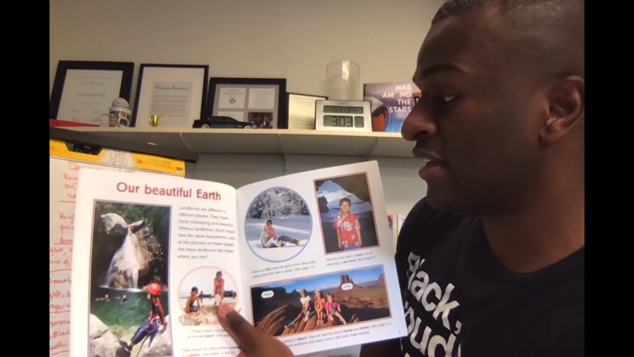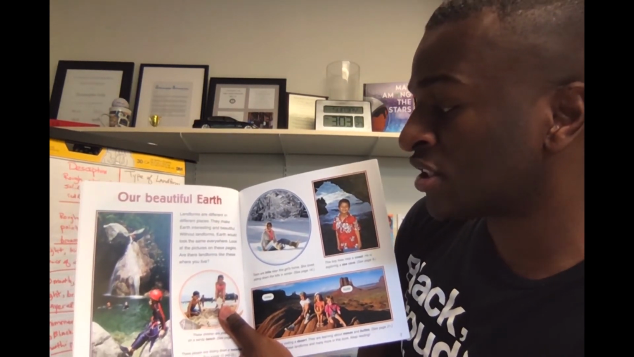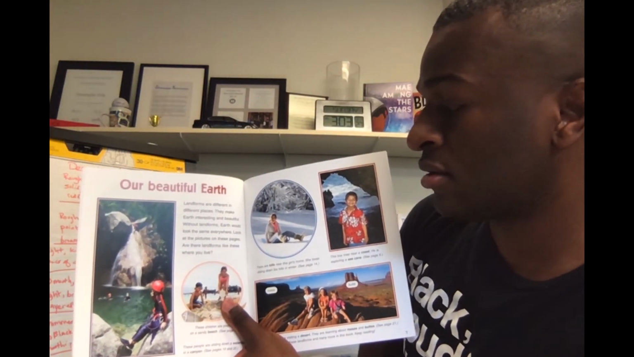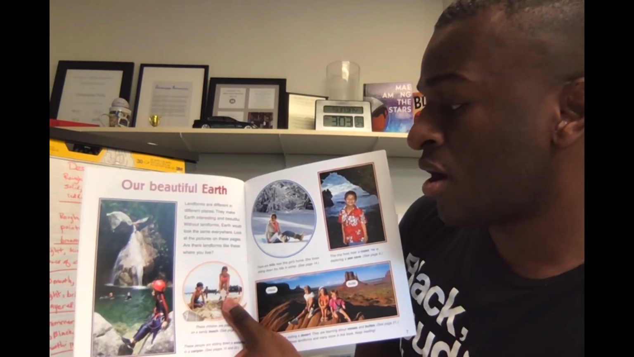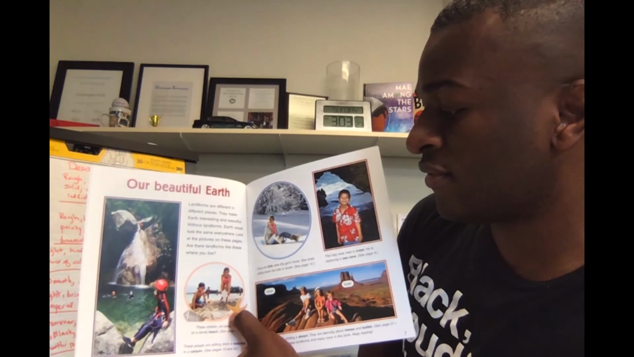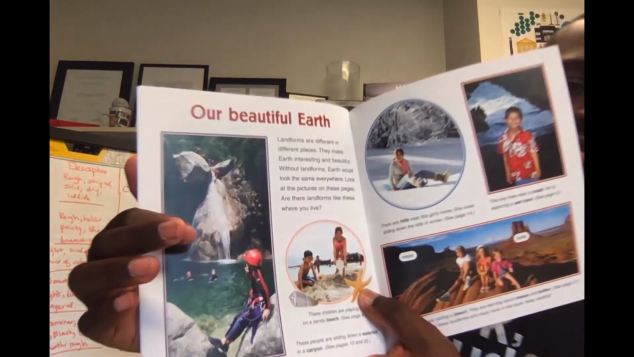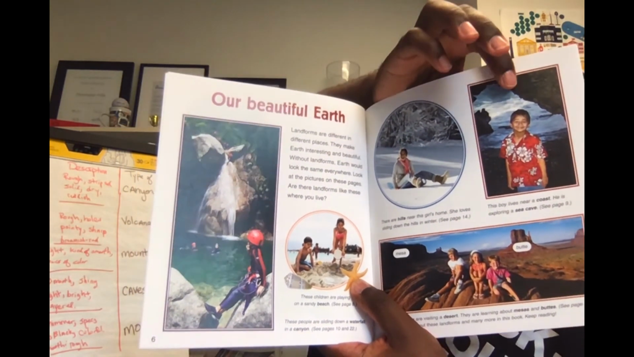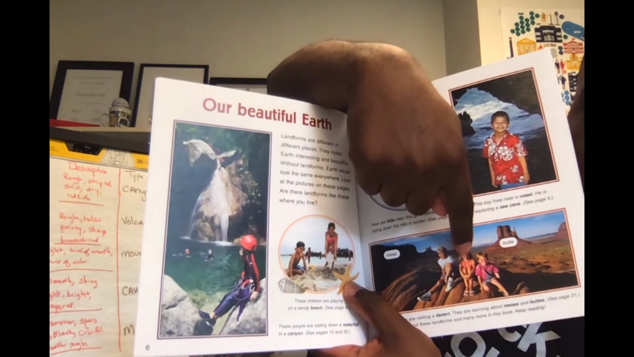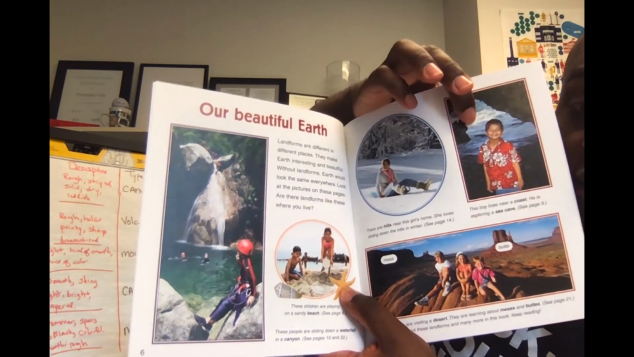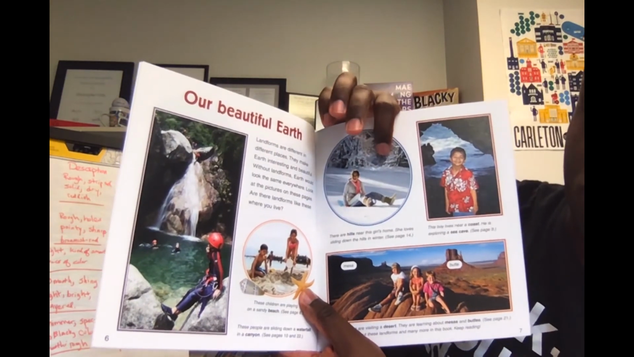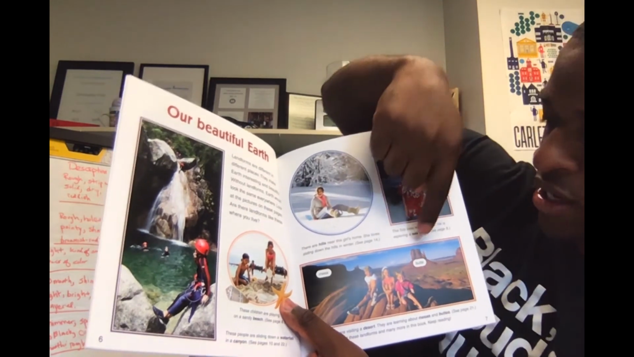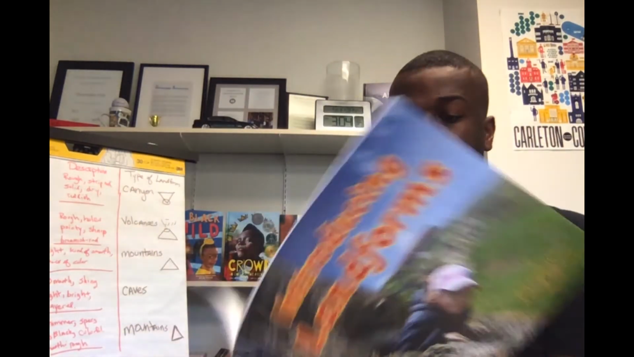Landforms are different in different places. They make Earth interesting and beautiful. Without landforms, Earth would look the same everywhere. Look at the pictures on these pages. Are there landforms like these where you live? Look at this one. Or this one. Or this one. Or this one. He's in a cave here. This is a little tundra with a lot of snow. There's a plateau down here. Wow. Let's see.